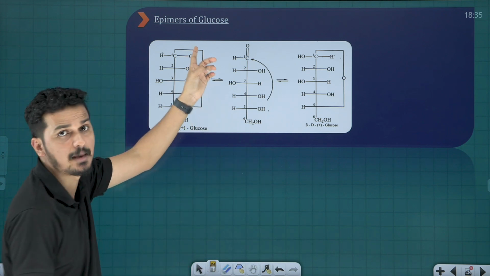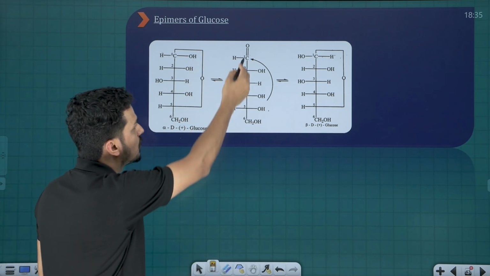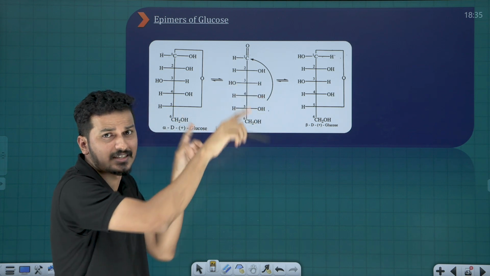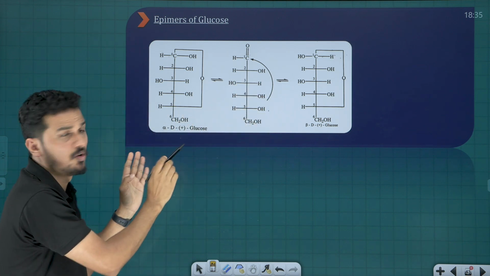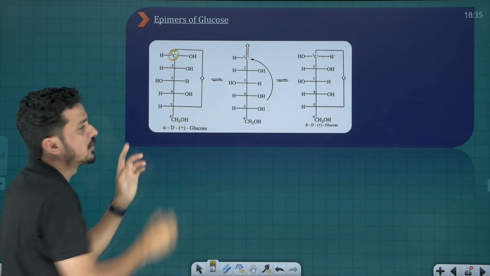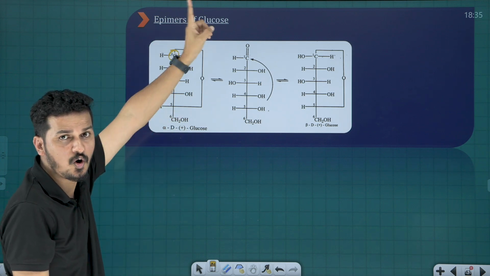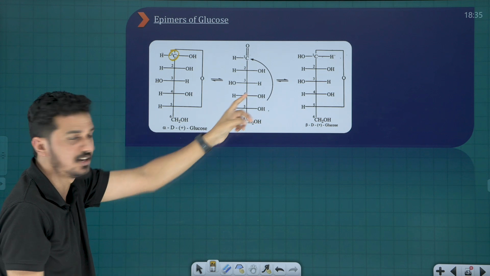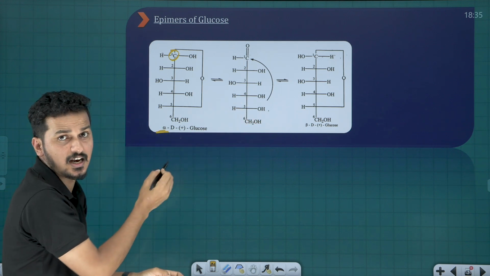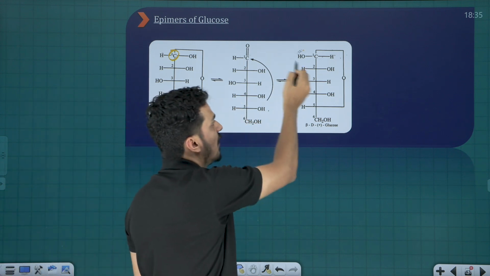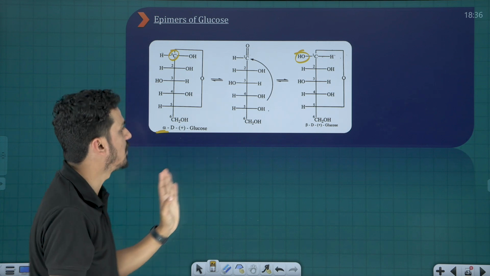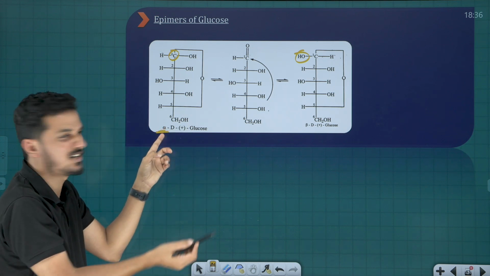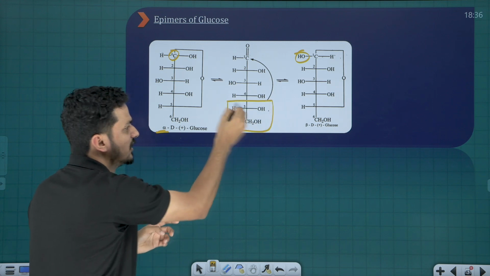Then here I am giving the epimers of glucose. In glucose, because of this hydrogen shift, it has a cyclic structure. On the topmost carbon, the anomeric carbon, if the OH is on the right-hand side it means alpha. If the OH is on the left-hand side it means beta. Keep that in mind. So alpha-D-(+)-glucose. This D we tell by using the fifth carbon.